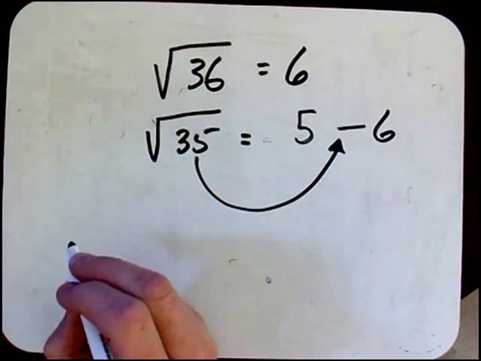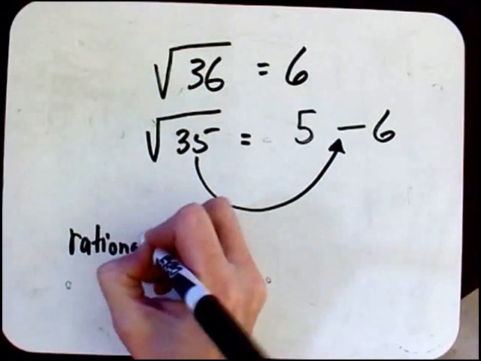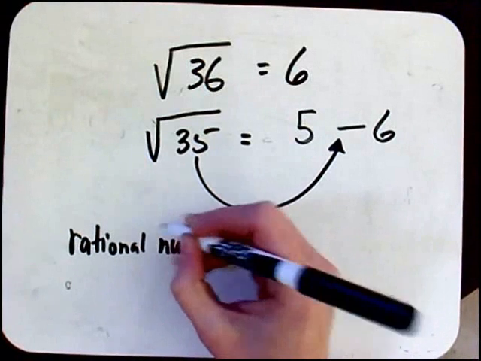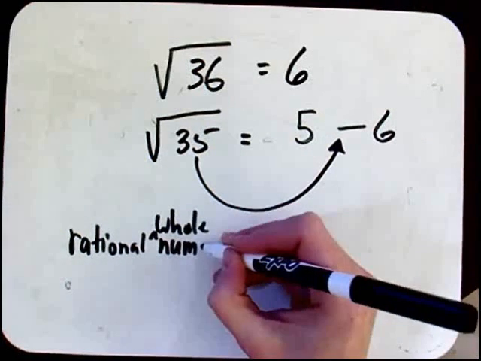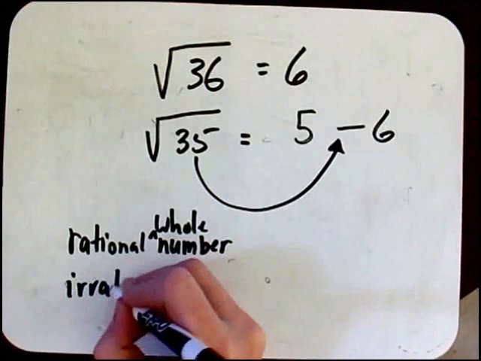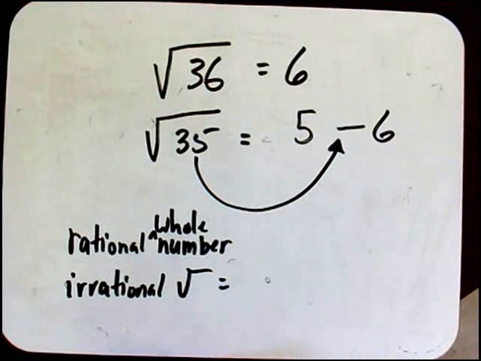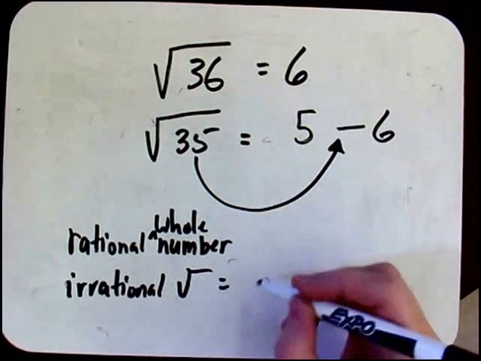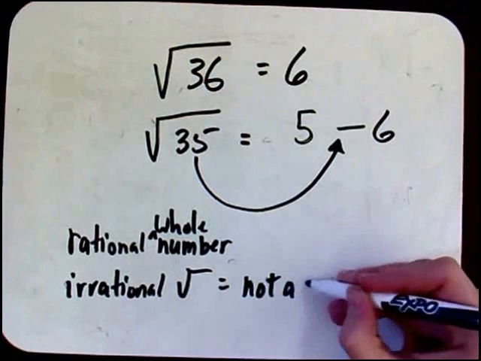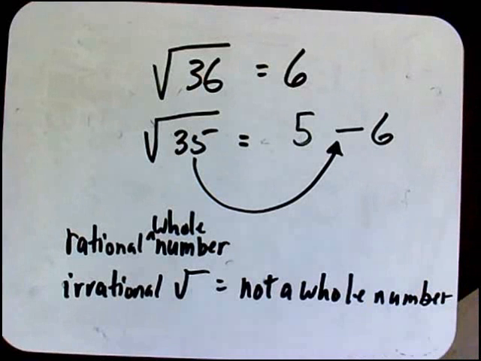So for a square root to be a rational number, it has to be a whole number. But an irrational square root is a number that is not a whole number. It falls in between something, such as 35. It falls in between 5 and 6. So it's not a whole number. So that's how we classify square roots.